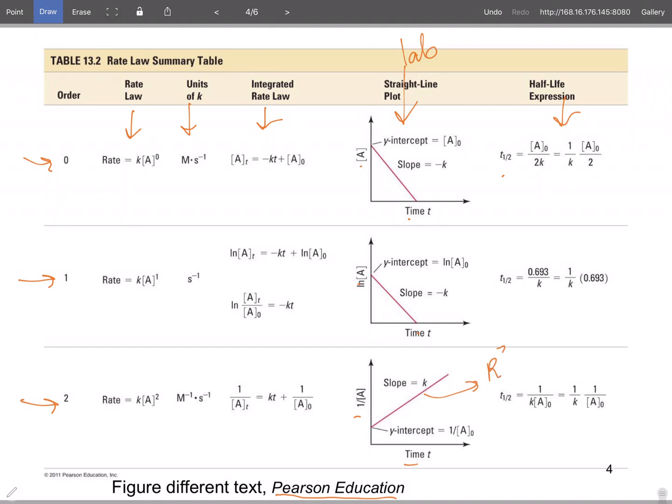How good the line is is based upon your R squared value. That tells you your fit, and your maximum is 1. So if you're graphing some data and you get an R squared value for the line closer to 1 for this graph, then that would be 0 order. If it's closer to the natural log one, it's first order. And if it's second order, it's the graph of time versus 1 over concentration.